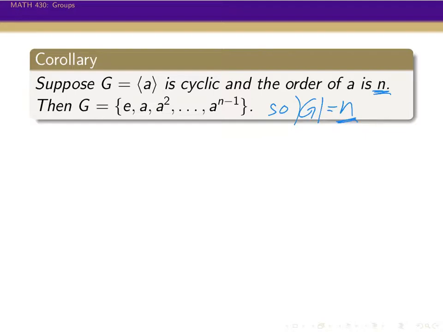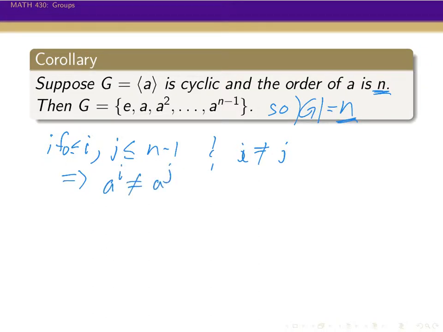If i and j are between 0 and n minus 1, and i is not equal to j, then a to the i is not equal to a to the j by the last corollary. This is the contrapositive of the last corollary. So all of these elements, a squared up to a to the n minus 1, are all distinct. They're all different from each other.